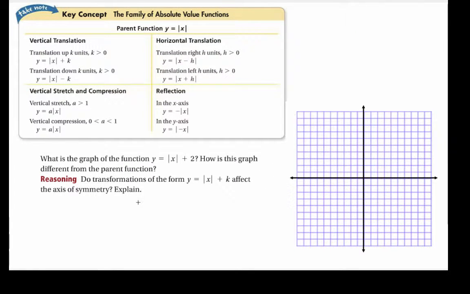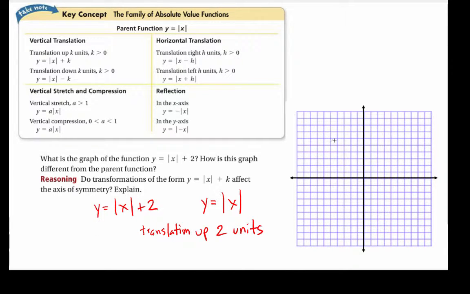So what is the graph of the function y equals the absolute value of x plus 2? How is this graph different from the parent function? Well, y equals absolute value of x plus 2. We didn't change anything in the absolute value, so we know there's no horizontal translation. Basically what we did was we took the parent function y equals absolute value of x and we added 2 to the values. So this is a vertical translation.